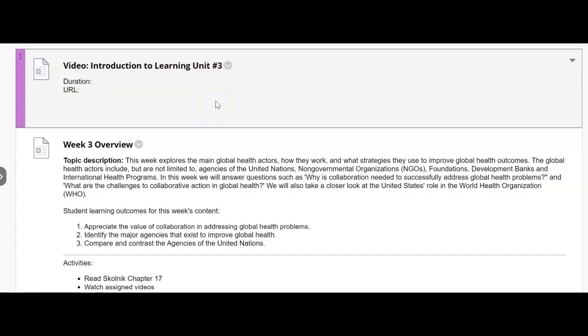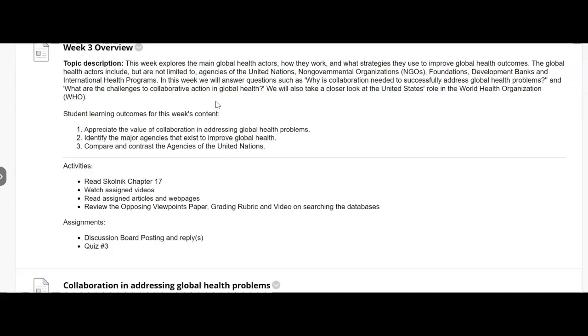In this learning unit, we're going to explore the main global health actors, how they work, and what strategies they use to improve global health outcomes. When I say global health actors, I'm talking about agencies such as the United Nations, NGOs, which are non-governmental organizations, foundations, development banks, and international health programs.